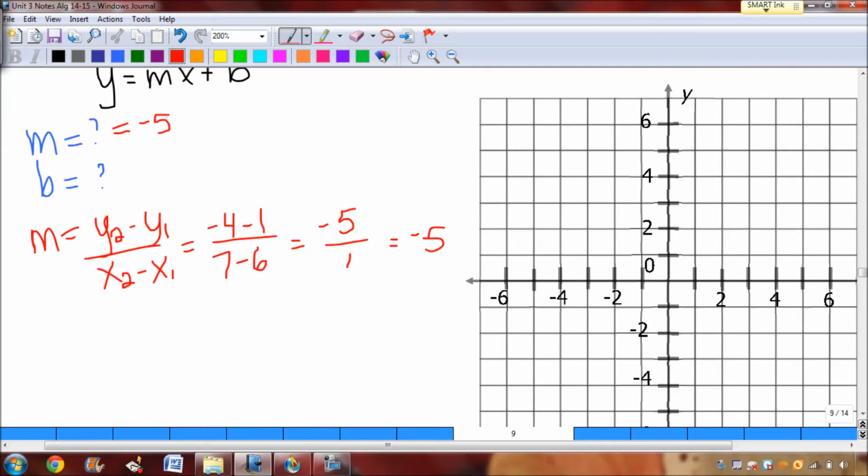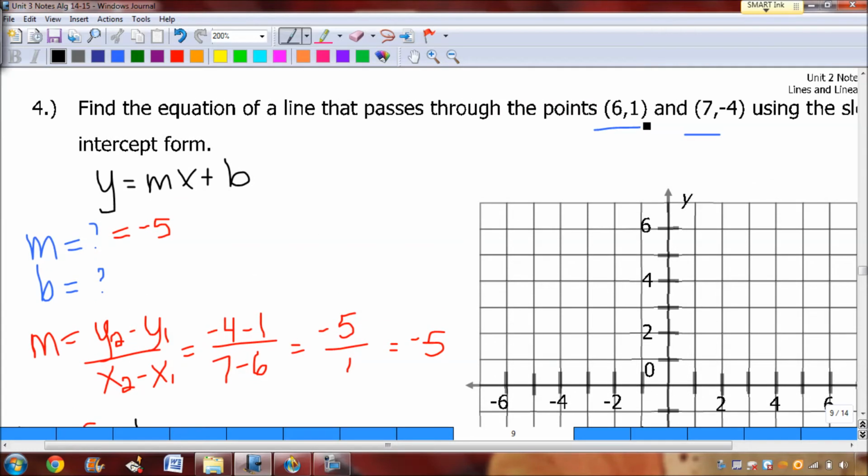Now all I have to do is figure out what the y-intercept is. So I'm going to say y equals -5x plus b. And then I plug in my points, but I have 2 points. I have (6, 1), and I also have (7, -4). Guess what? As long as it's going through one of these 2 points, you can use either point you want, because remember, these are just a couple of infinite points on the line.